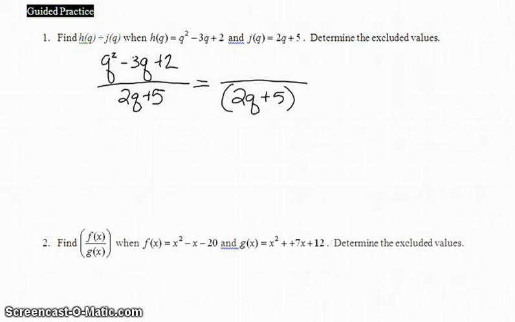Now I need to work with that q squared minus 3q plus 2. My questions have not changed. Is there a greatest common factor between q squared, 3q, and 2? Only 1, so I can't do anything there. Step 2, is it special? A squared minus b squared.